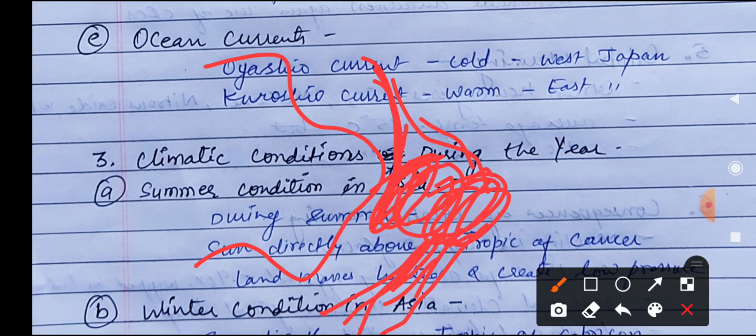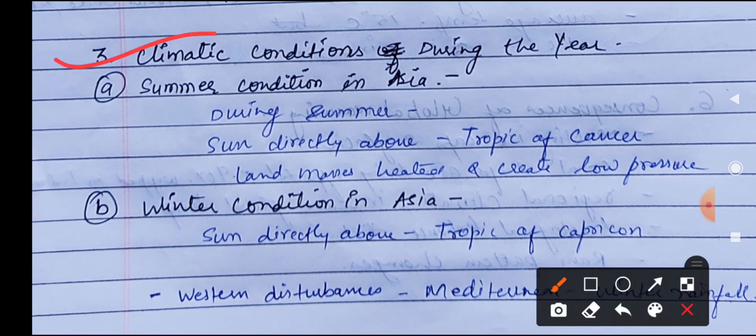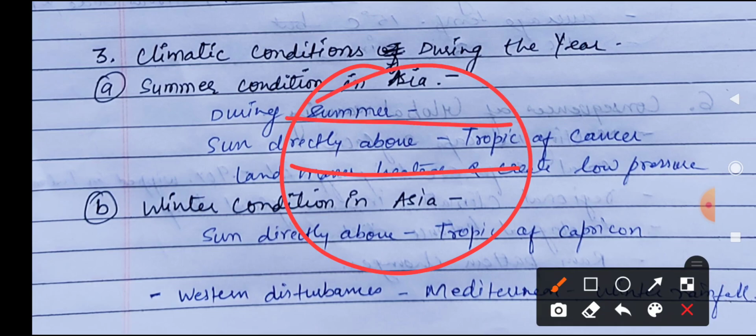So whichever type of ocean current passes near a place, it influences the climate of that particular place. So these are the factors which affect the climate. Now I'm talking about the climatic conditions during the year. We know well that in Asia there are two climatic conditions, summer and winter. So in summer the same condition again. Now let me explain. Here in the center there is the Tropic of Cancer, and here Asia is present.